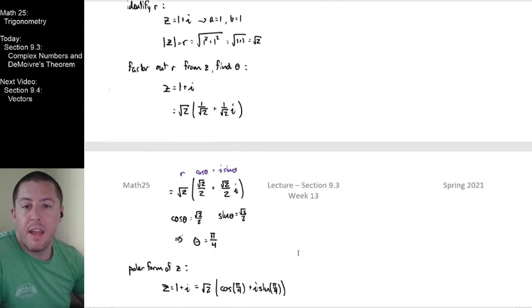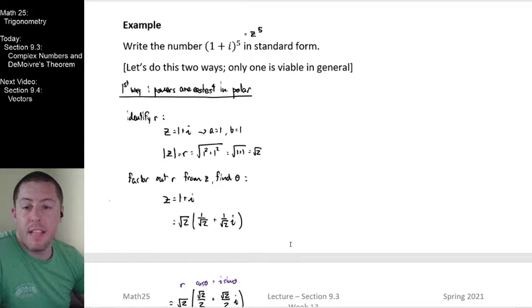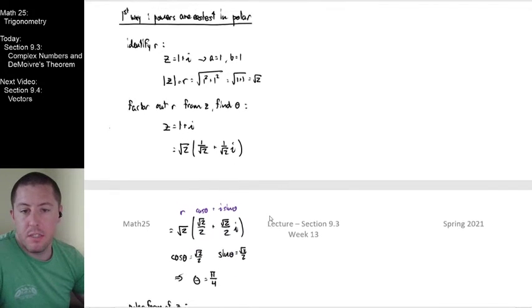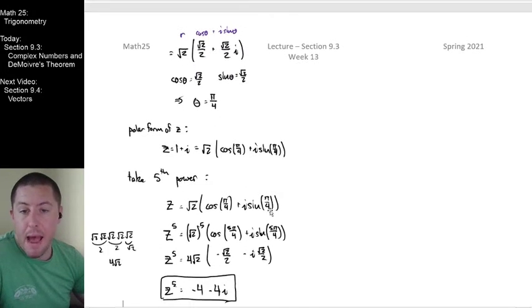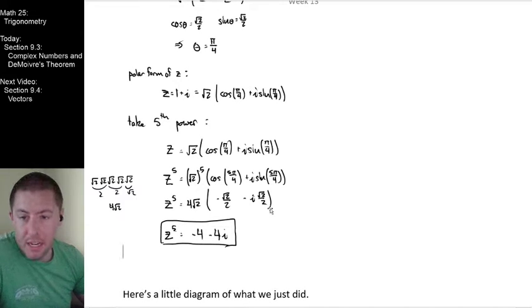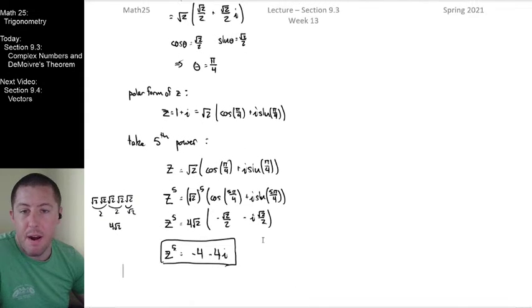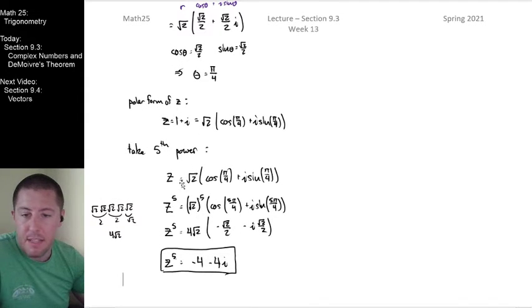So again, our steps were to convert the number into polar form first, then take the power, then convert back to standard form, because that's honestly where it's simplest to write the number. I mean, obviously 1 plus i is very, very simple. Negative 4 minus 4i is very, very simple.